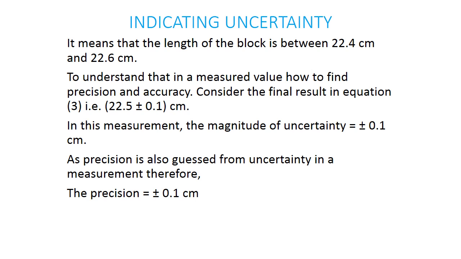To understand how to find precision and accuracy in a measured value, consider the final result in equation 3, that is 22.5 plus minus 0.1 centimeter. In this measurement, the magnitude of uncertainty is equal to plus minus 0.1 centimeter. As precision is also guessed from uncertainty in a measurement, therefore the precision is equal to plus minus 0.1 centimeter.